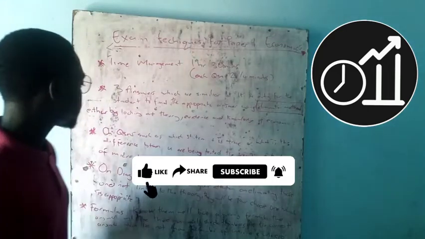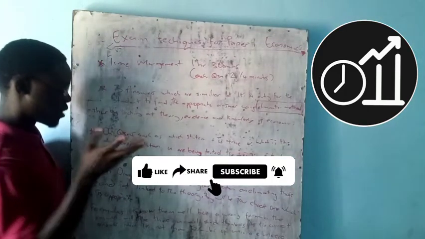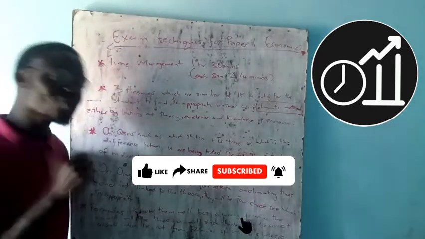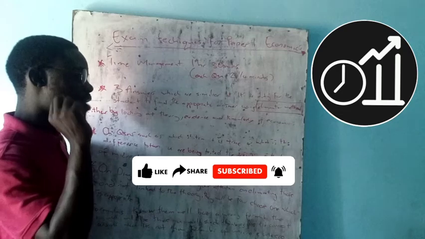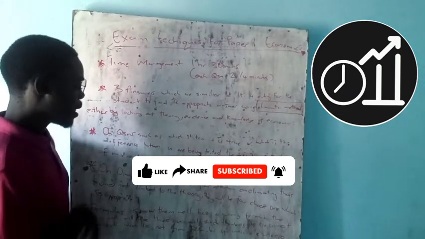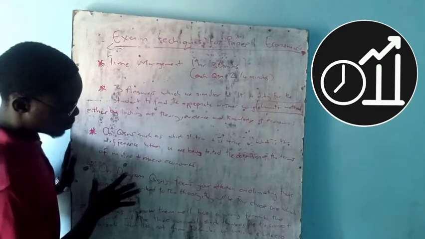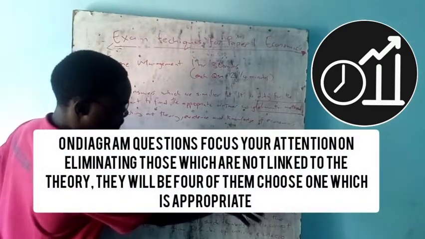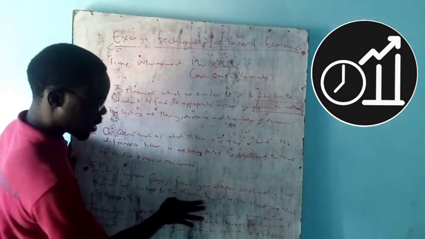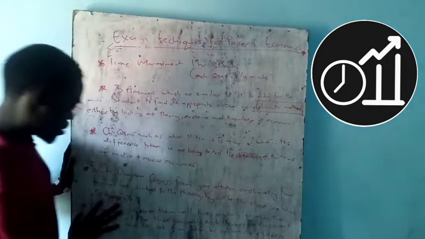Another thing is that you should always know that on questions such as this one, I have already read this examination technique. I'm repeating it, guys, because this is going to be in the 40 questions that you're going to have in paper 1. It's going to be coming. Then also, one thing you need to know is that on diagram questions, focus your attention on eliminating those which are not linked to the theory. There will be 4 diagrams. Choose the one which is appropriate.